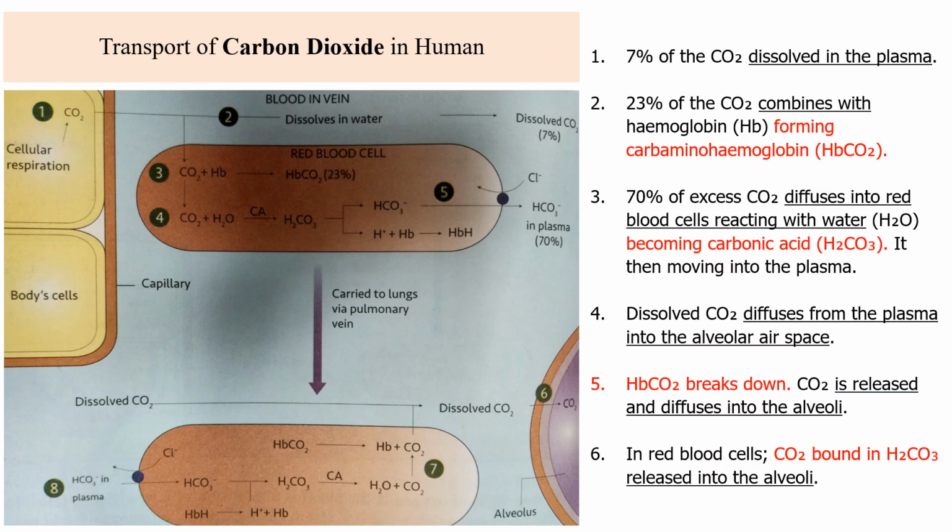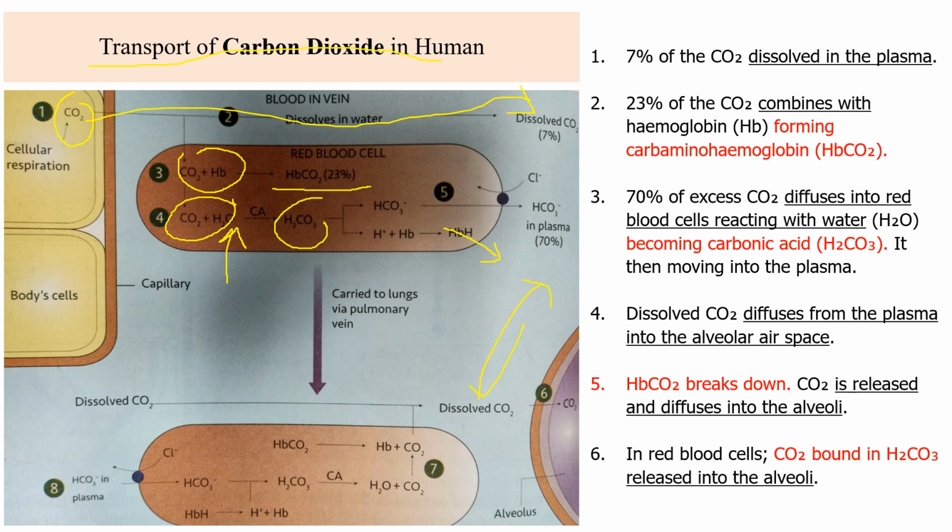This diagram represents the transport of carbon dioxide in humans, whereby 7% of carbon dioxide is dissolved in the plasma, 23% of carbon dioxide combines with hemoglobin forming carbaminohemoglobin, and 70% of excess carbon dioxide diffuses into the red blood cell, reacting with water, becoming carbonic acid. It then moves into the plasma and diffuses from the plasma into the alveolar airspace here.